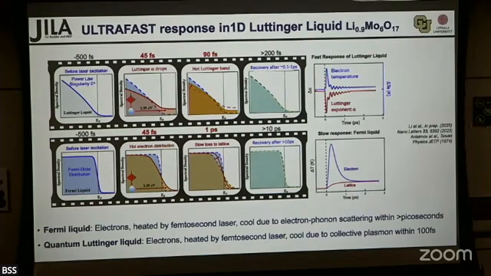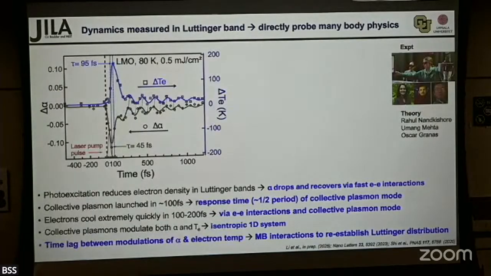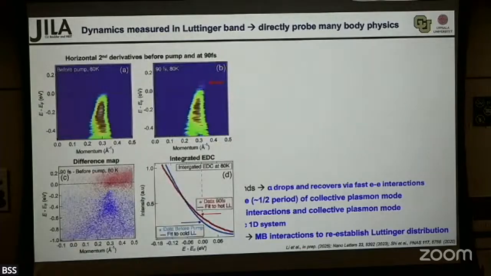At 45 femtoseconds, you have the change in slope. Slope oscillate? Yes, exactly. And so I just show you the data. This is a fit to the power law, exactly, near the Fermi level. So the electron temperature is also part of the fit to getting out the ARPES. Yes, yep.